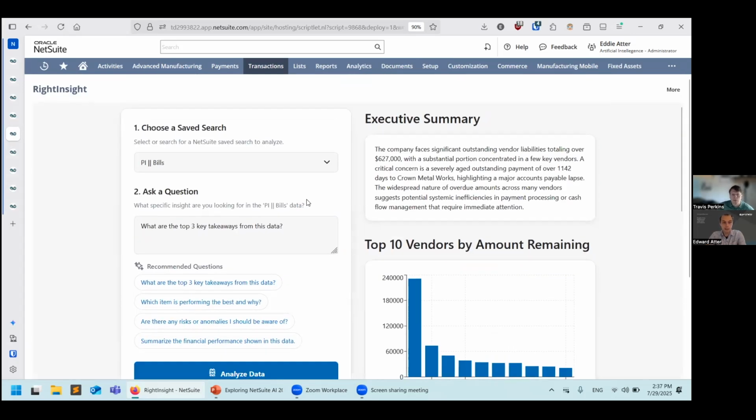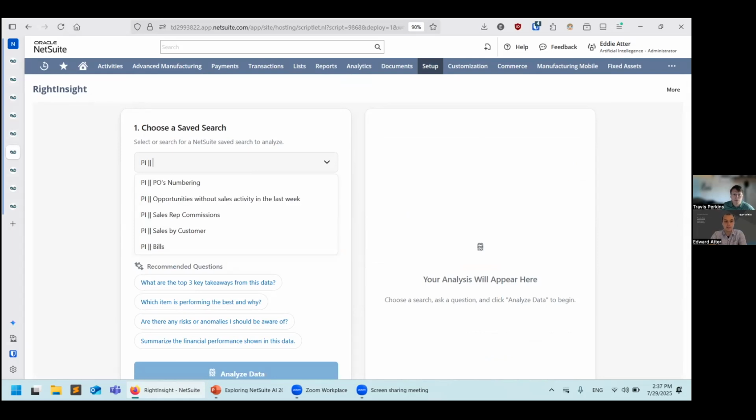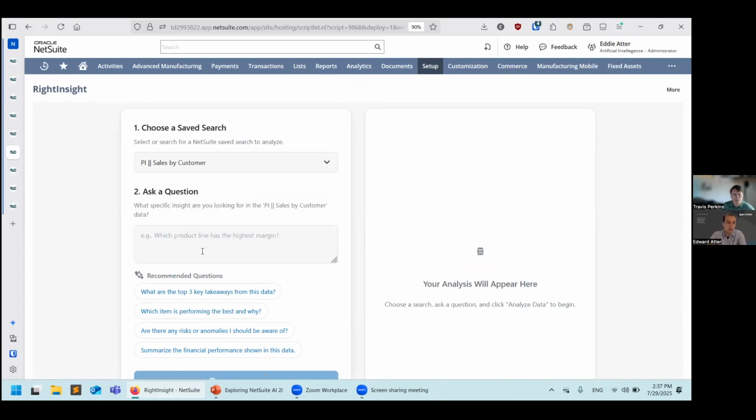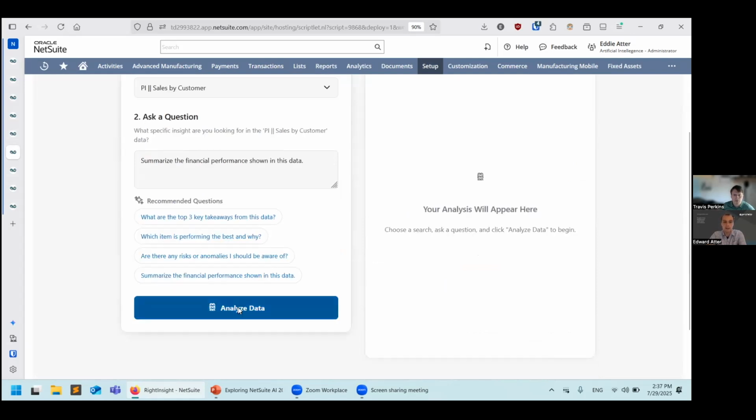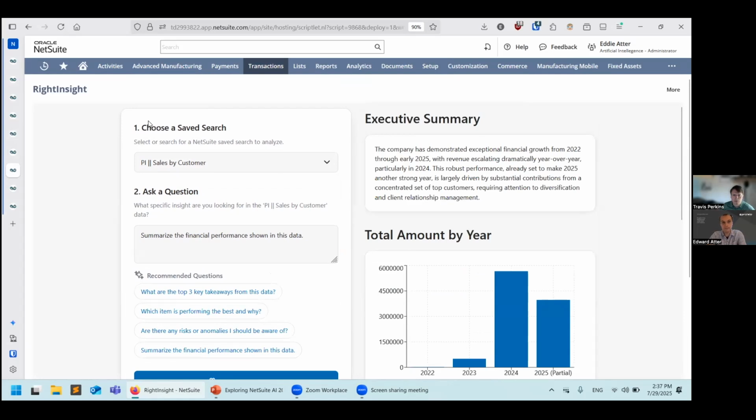I'm going to move on to another analysis now, using a different search and show you some additional capabilities here. So if I do sales by customer, and in this case, I'm just going to summarize the financial data. I'm going to go ahead and run that. And here is our result.